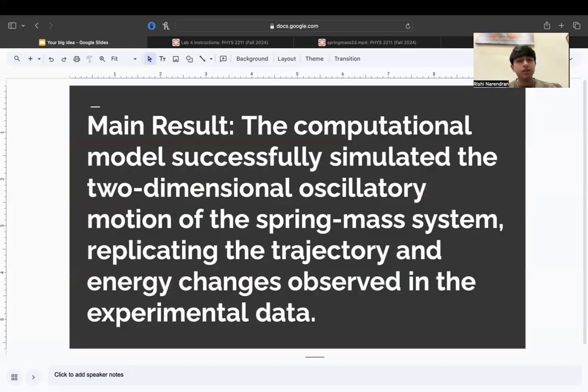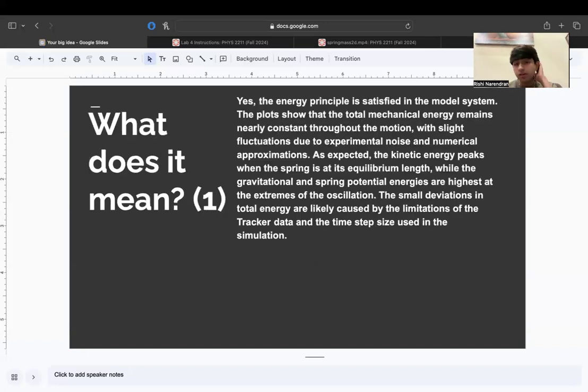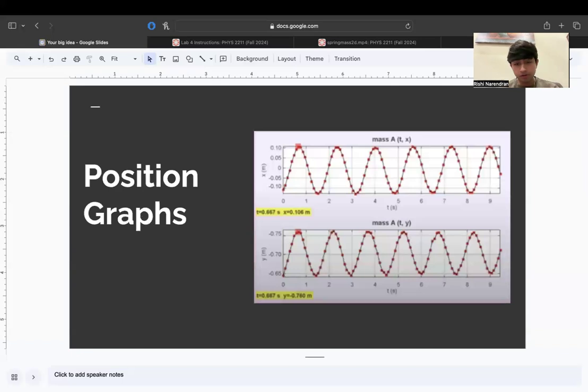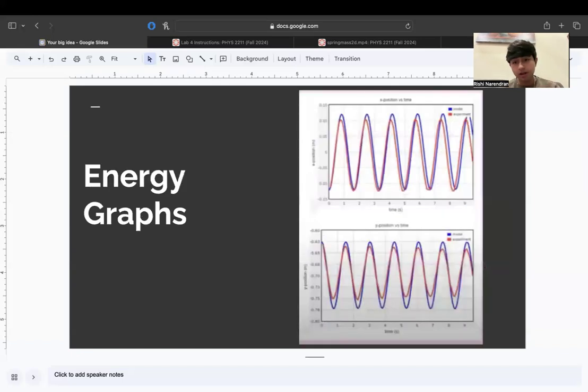Our main result is that our computational model successfully simulated the two-dimensional oscillatory motion, and we replicated the trajectory and energy changes observed in the experimental data. Note the experimental data is a bit different from ideal data. We're going to talk about that in a second. Let's get into the what does it mean question. First of all, I want to show you guys our graphs. This is our position graph that we found. These are our energy graphs. We're going to have to get back to these for the what if questions though.